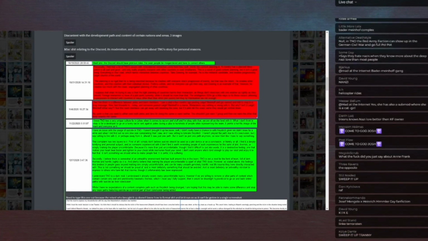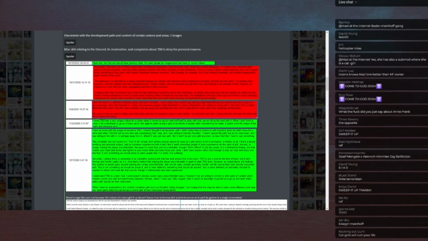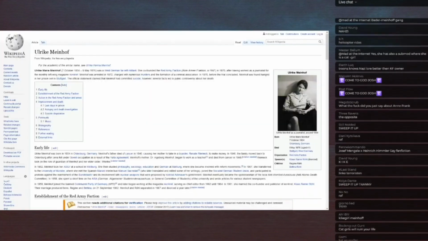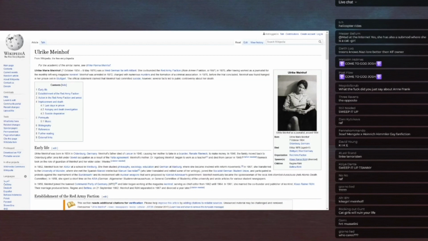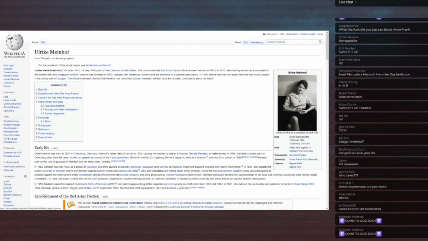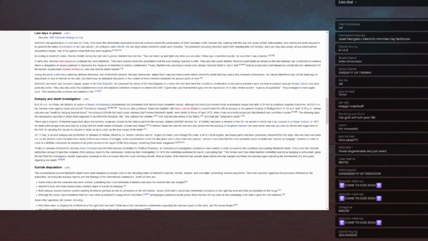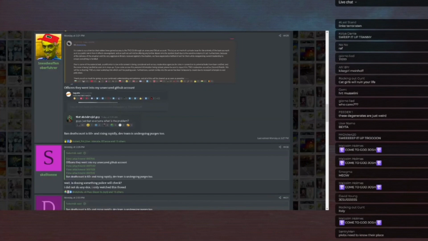The Baader-Meinhof gang, that's what I was thinking of. She also has a submod where she is a cat girl. Wonderful. She's a real person, you know. She's probably not a cat girl. Is she dead? Did she kill herself? How'd she die at 41? Oh, she killed herself in jail, and they say that she was assassinated by the government. Funny. Anyways.